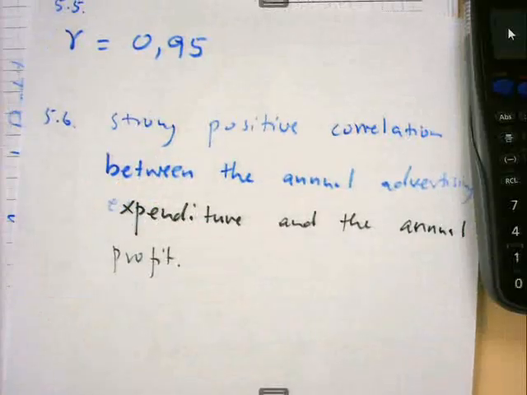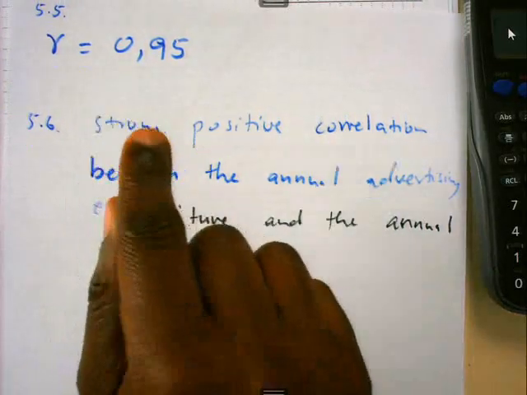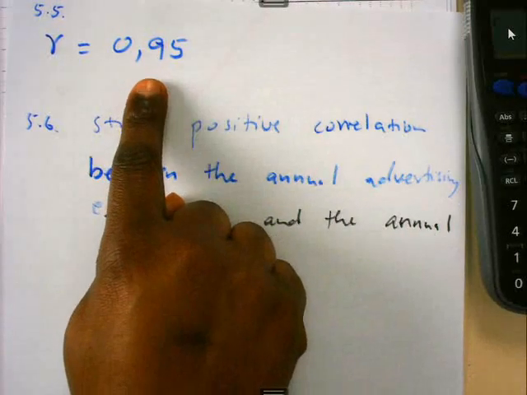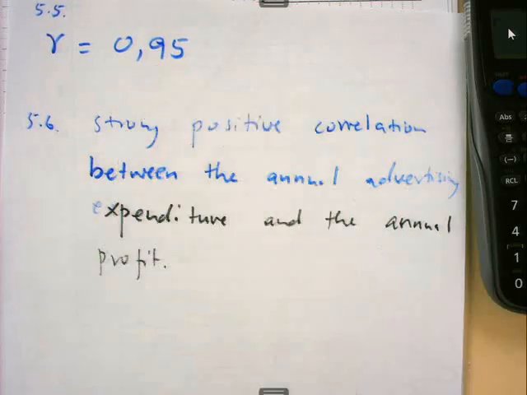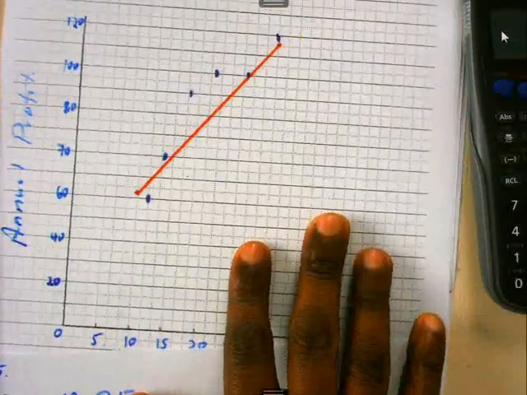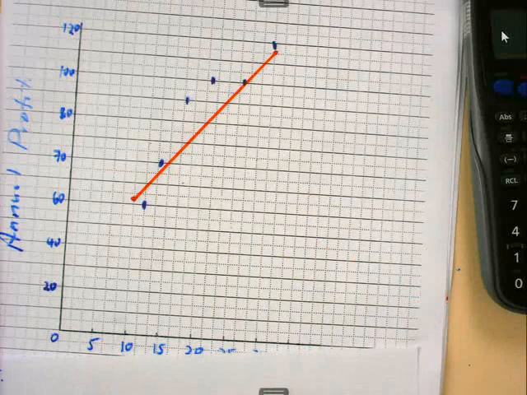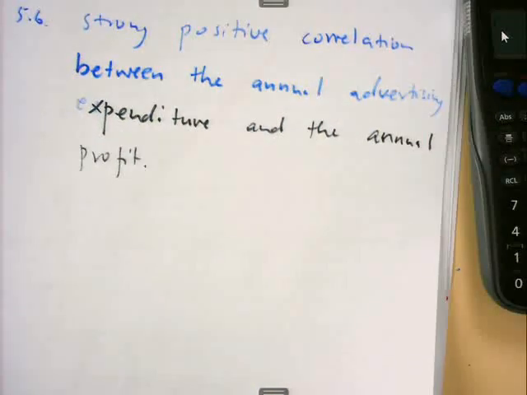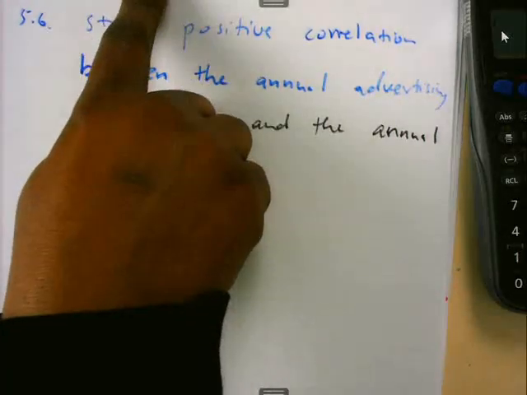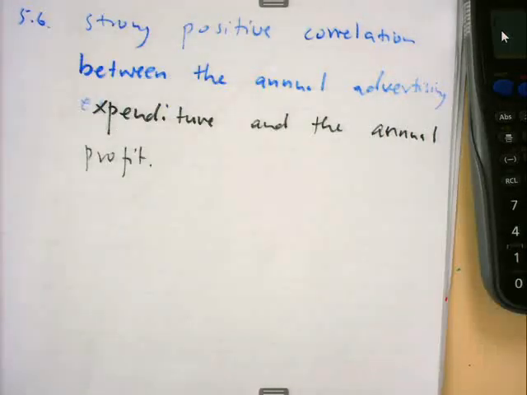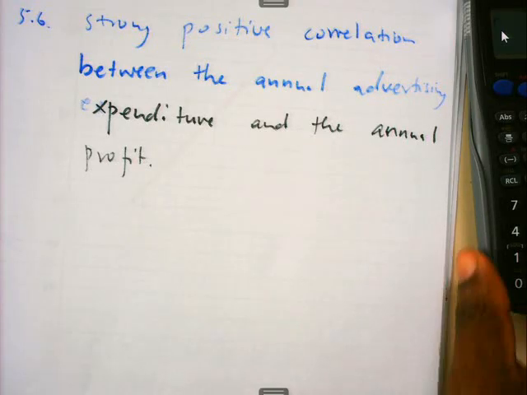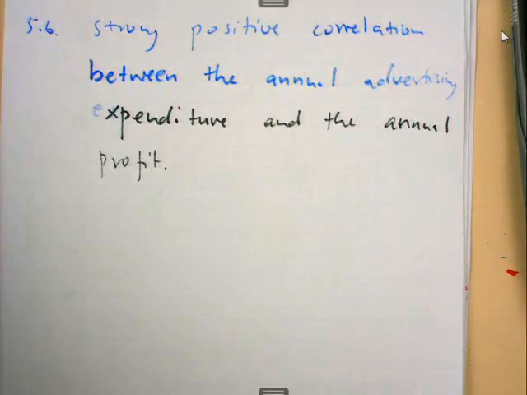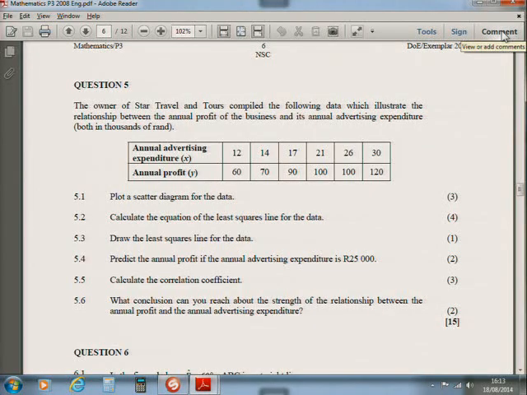Our answer now: 0.95, a very strong positive correlation. Positive, we can see it from the scatter plot here. You see the gradient of our line is positive. Strong positive correlation because of 0.95, strong positive correlation between the annual advertising expenditure and the annual profit. Good. I'm sure we are happy about that. And there it is. Good.